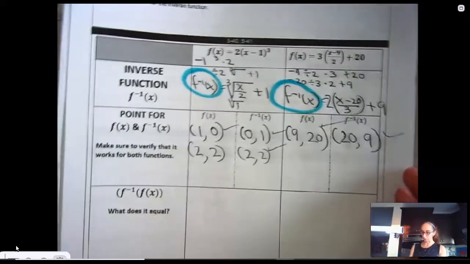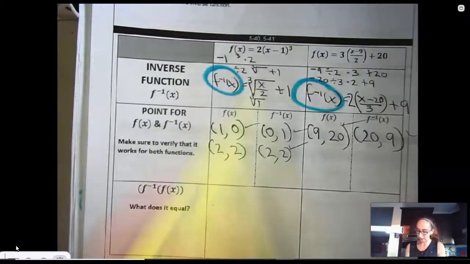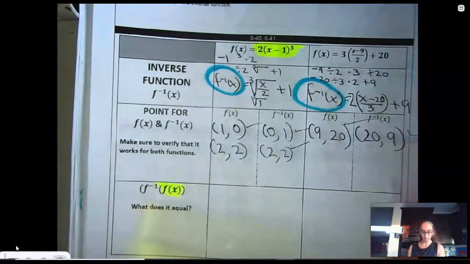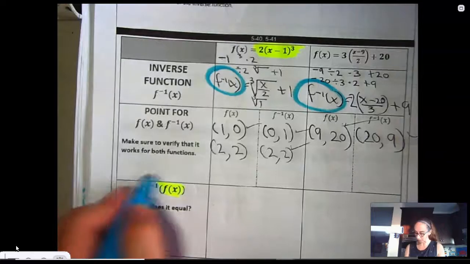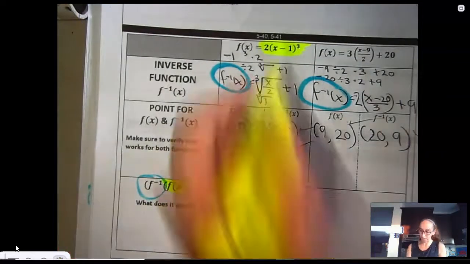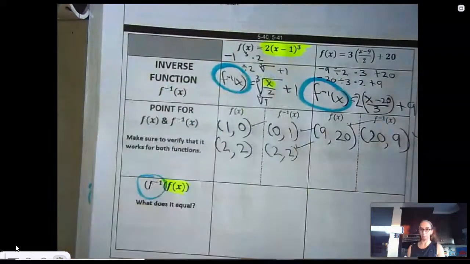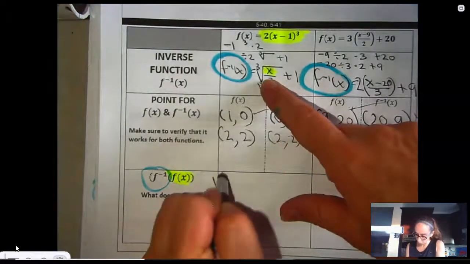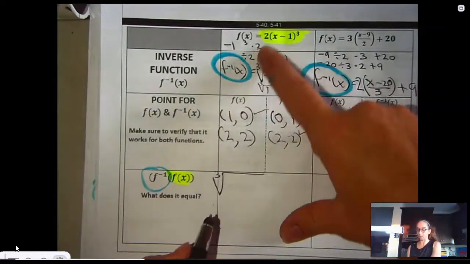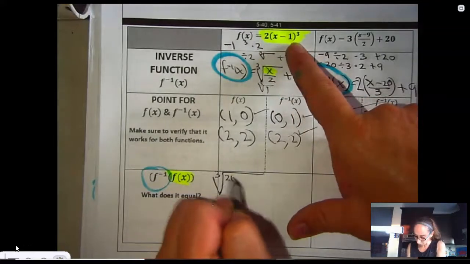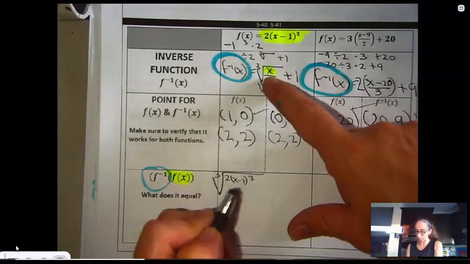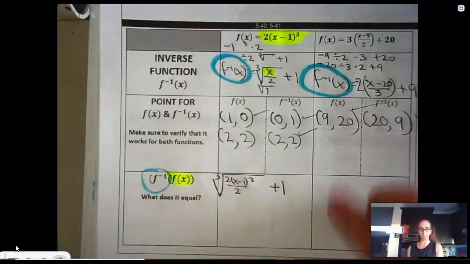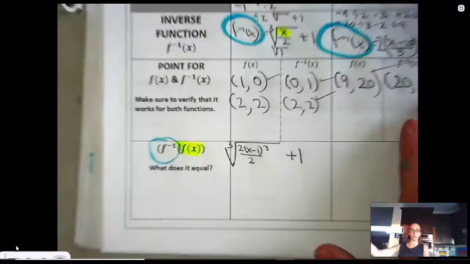Now what they're saying is, okay, this time I want you to take f, which is this, and I want you to plug it in to the x there. So that means this is going to go right in there. I'm going to go more slowly on this. So I'm going to go the cube root, but instead of writing x, I'm going to write all of this. So I'm going to go 2 times x minus 1 cubed, then divided by 2, and then plus 1. So I'm going to try simplifying that now.